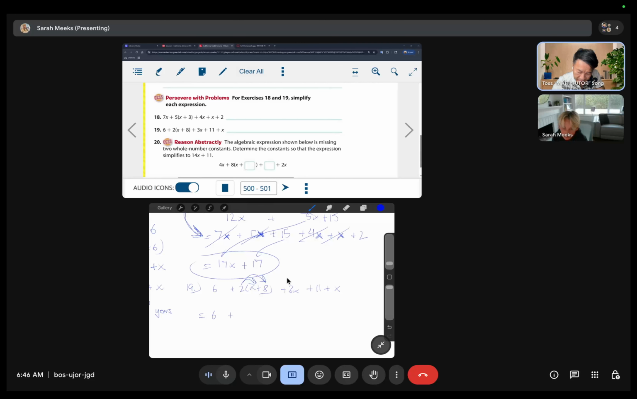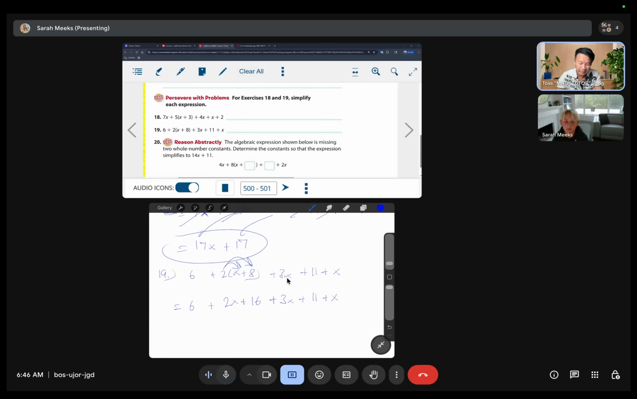So x again is 1. It's a 1, an invisible 1, okay? So it'll be 2 times 1x, so it'll be 2x. Plus, 2 times 8, 16. So done with this right here. Then copy everything else right behind it, and then we'll combine them all later after. So I copied everything.